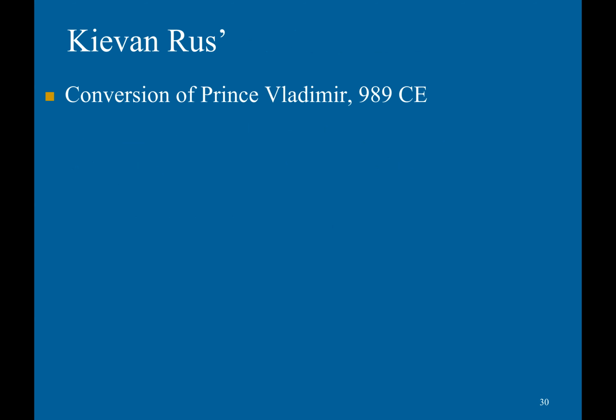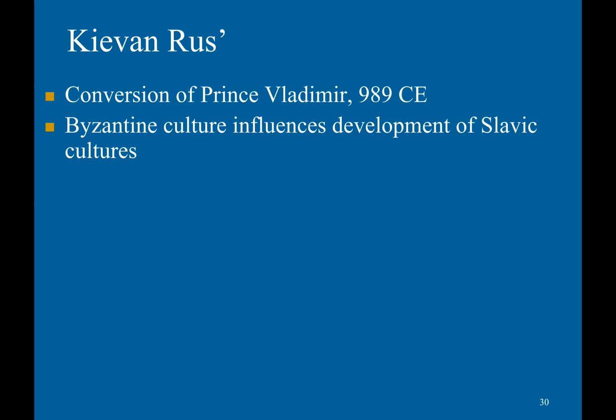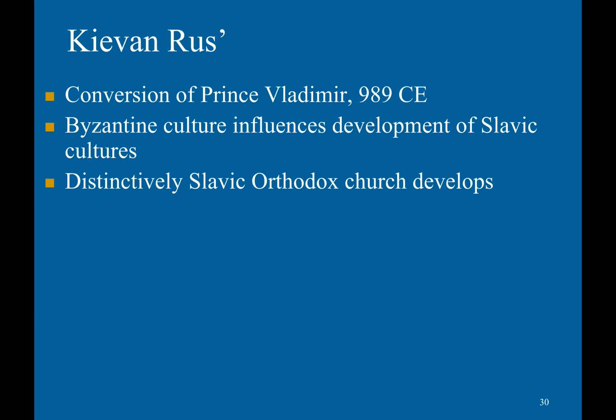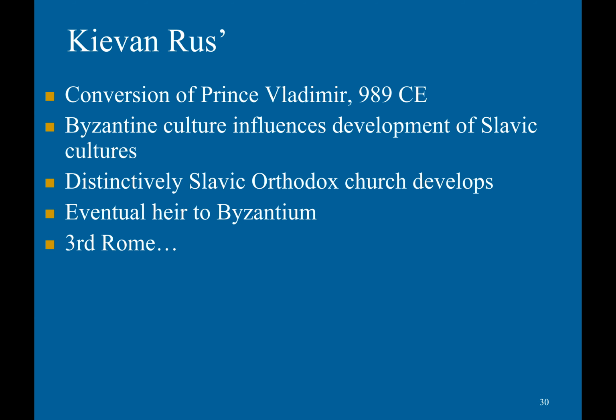As a result, you get the rise of a kingdom called Kievan Rus. It begins with the conversion of Prince Vladimir in 989 CE, and the Byzantine culture heavily influenced the development of Slavic cultures, with a distinctively Slavic Orthodox Church developing. Eventually Kievan Rus and later Russia would view themselves as the heir to Byzantium or the Third Rome, especially after Constantinople falls in 1453.